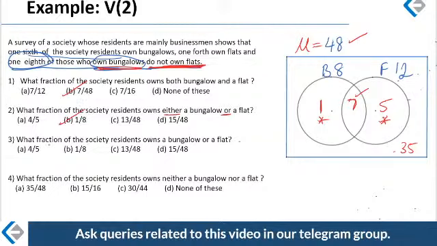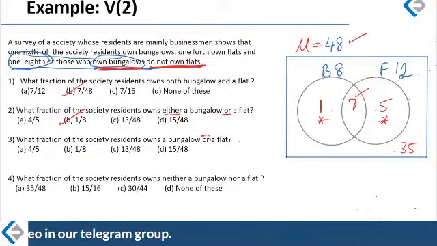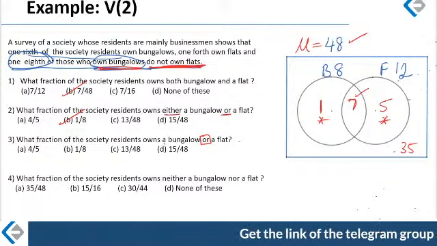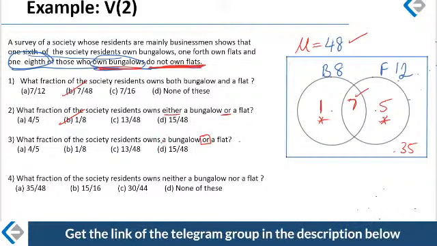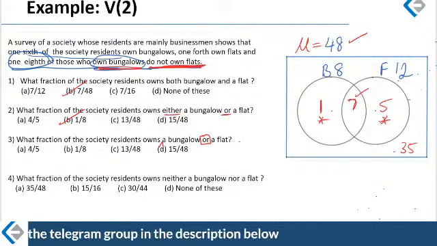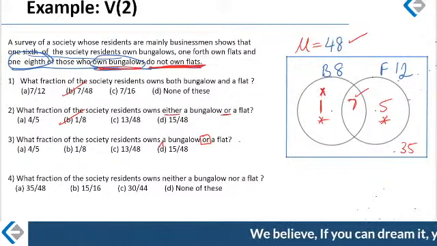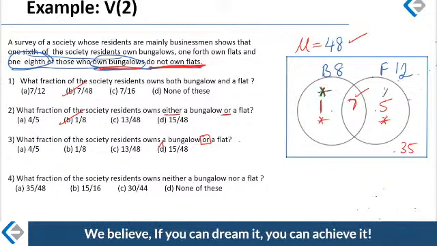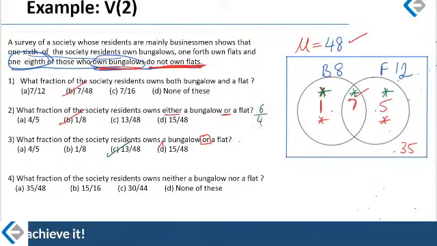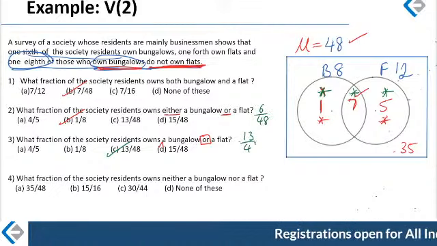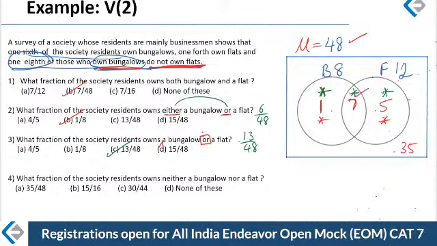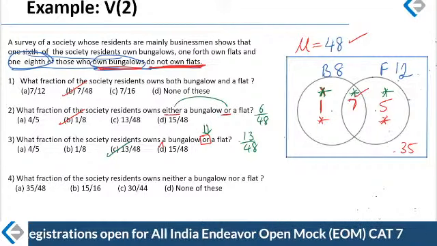The next one. What fraction of the residents own a bungalow or a flat? It is not either-or; there is no either here. Just or. Just or means at least 1. So this time you have to consider this 1 here. This 1 is fine, this 5 is fine, and this 7 is also fine. Therefore, it has become 13 by 48. Here it was 6 by 48, and here it is 13 by 48. There is a difference. Either-or is different from simple or. I already illustrated that very clearly in my probability lecture.